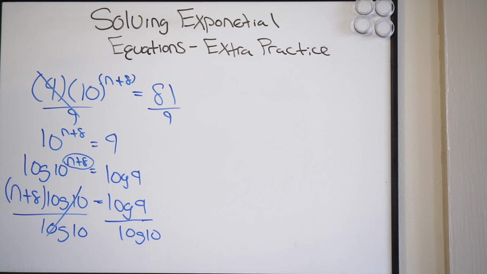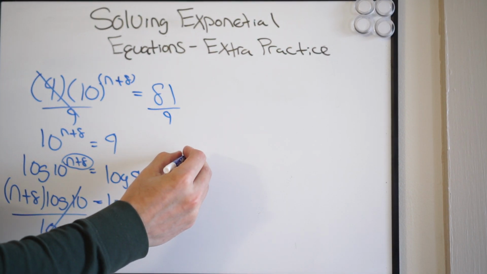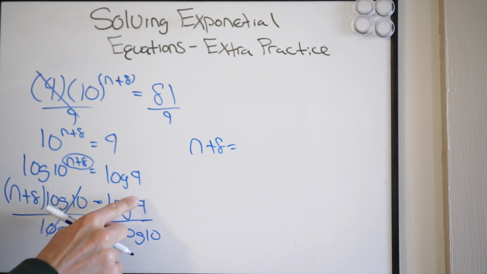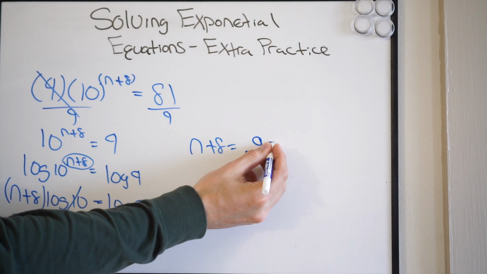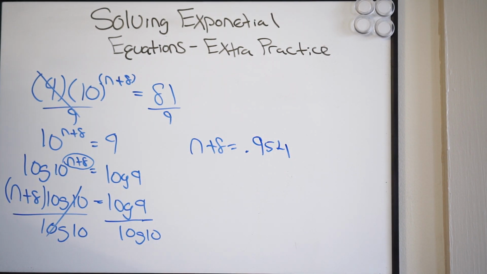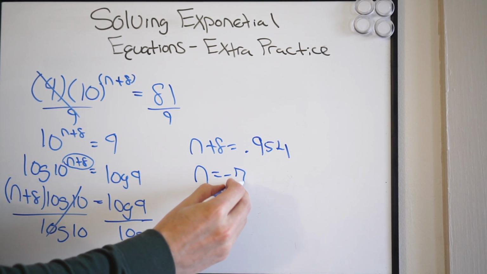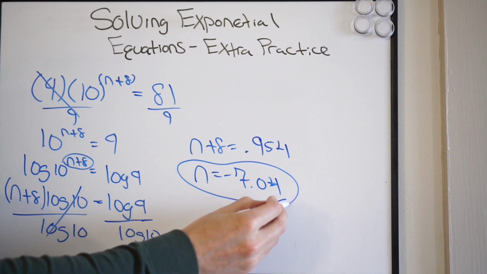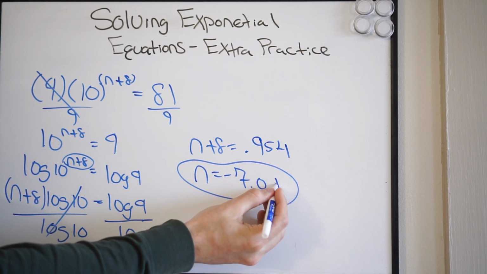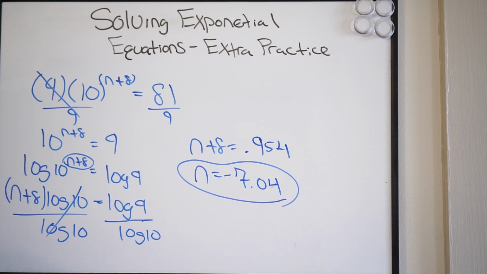We get 0.954. Now we have n plus 8 equals 0.954. Now you're simply just going to subtract 8, and when we do that, our final answer is negative 7.04. So n equals negative 7.04. Okay, sorry, that's a 4. So negative 7.04. Alright, let's do one more problem here and that will be it.